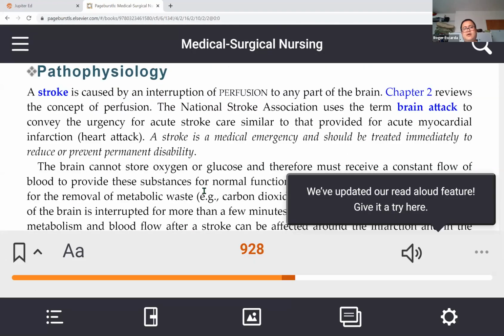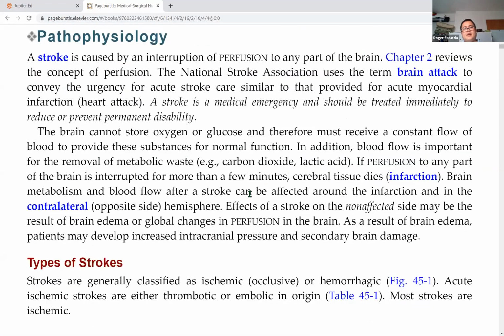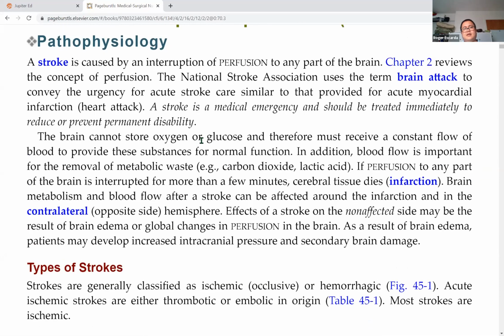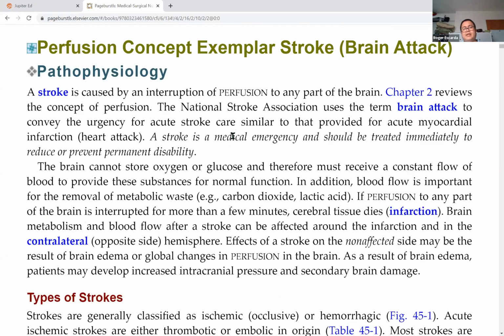A stroke is now different. And obviously this is a medical emergency, and this is one of the most commonly occurring problems in the United States, actually worldwide.